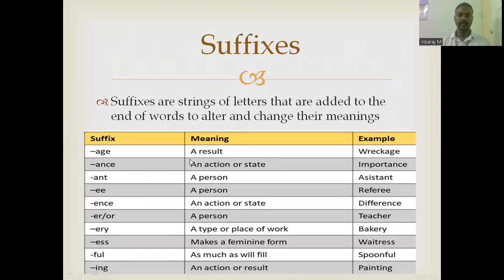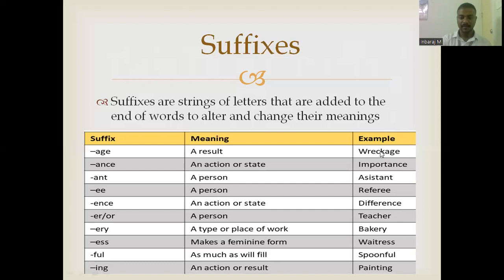And then the second way is adding suffixes to an already existing word to create a new word. And what are suffixes? Suffixes are strings of letters that are added to the end of words to alter and change their meaning and to form a new word. Look at these words. First one we'll see is wreckage. What is the root word here, the base word to which the suffix is added?